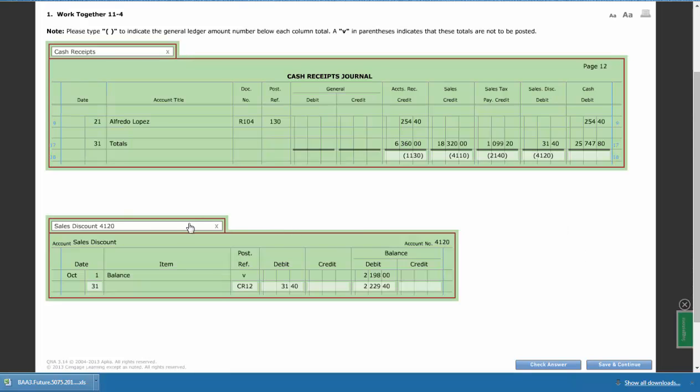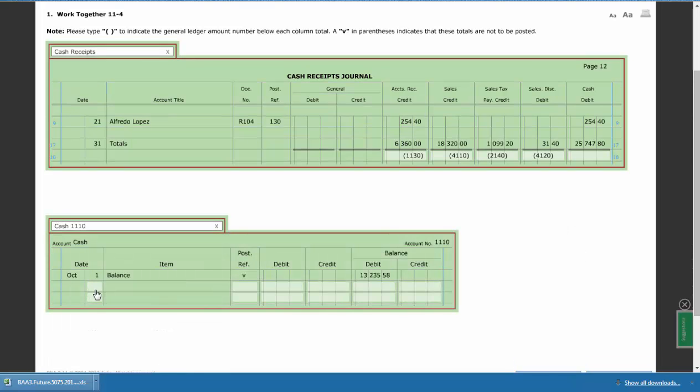The last thing that we're going to post to is going to be our cash account. Date's the 31st, CR12, debit it to $25,747, add the two together. I got $41,212.78. Anyone agree with my number?